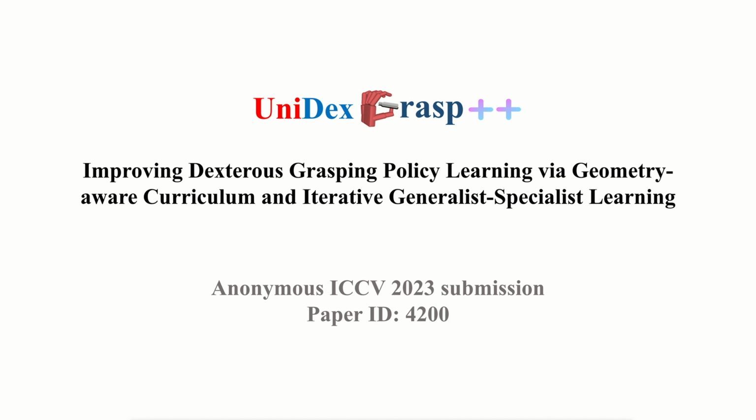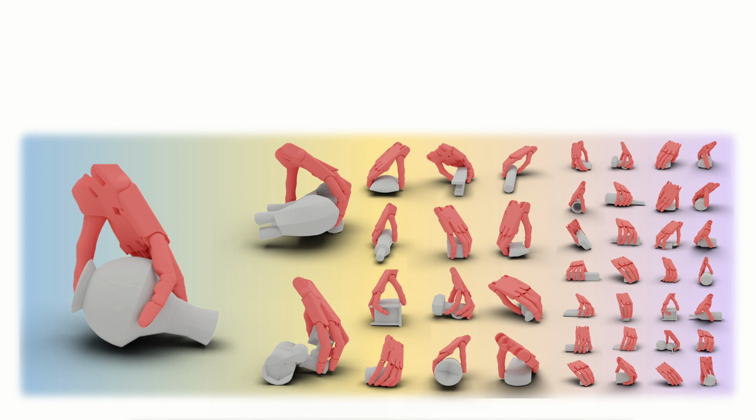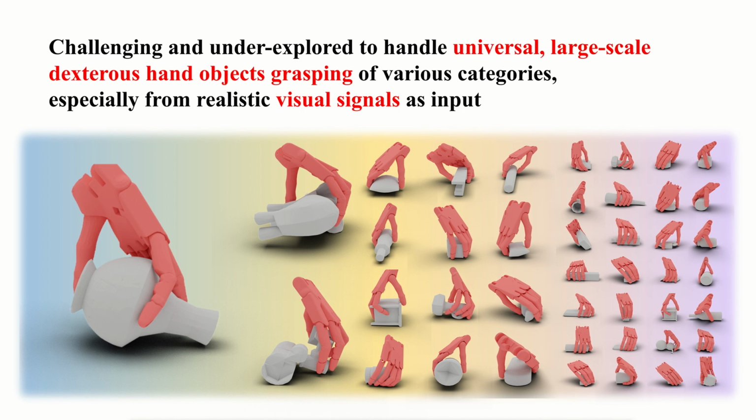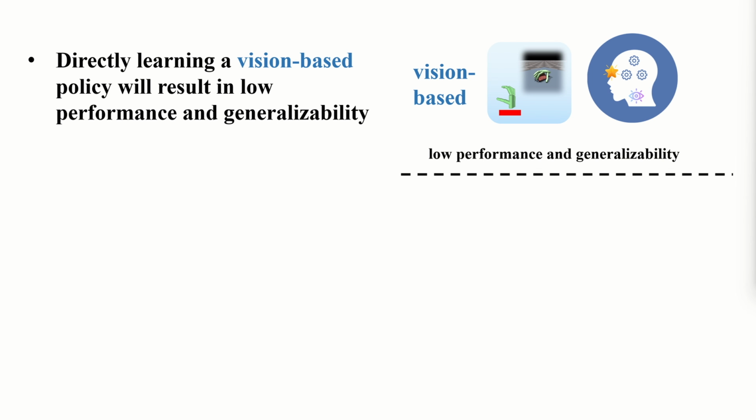We introduce UniDexGrasp++, improving dexterous grasping policy learning via geometry-aware curriculum and iterative generalist specialist learning. Dexterous hand grasping is a vital problem for both the vision and robotics communities. However, it's extremely challenging and underexplored to handle universal, large-scale dexterous hand objects grasping of various categories, especially from realistic visual signals as input. We find that directly learning a vision-based policy will result in low performance and generalizability.